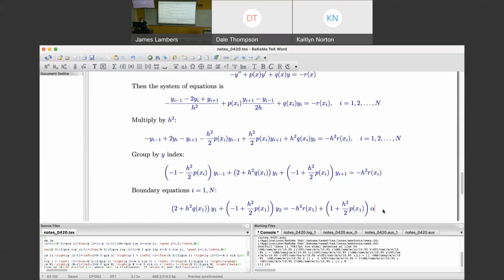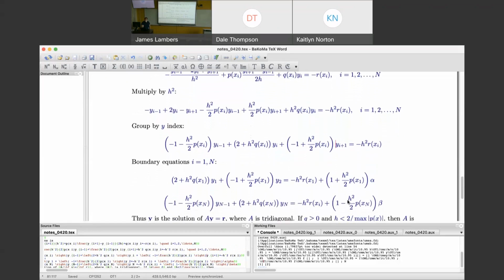Similarly, for i equals n, we're at the right boundary now. I have y_{n+1}, but that's equal to beta. So these terms, this part in parentheses multiplied by beta, has to be moved to the other side. We have that here.